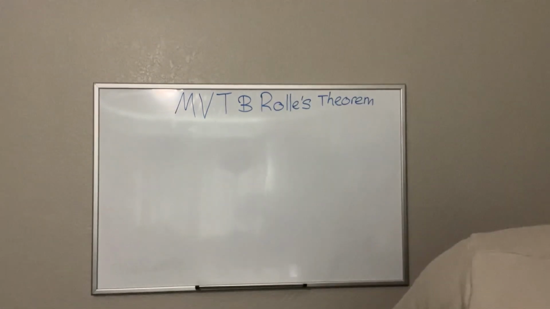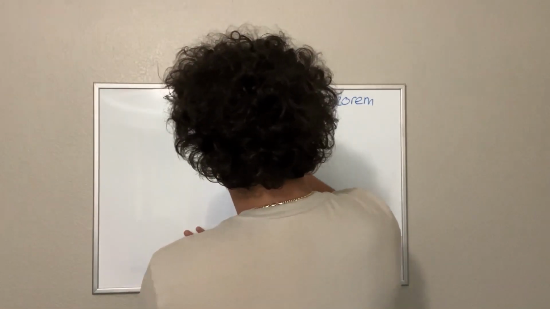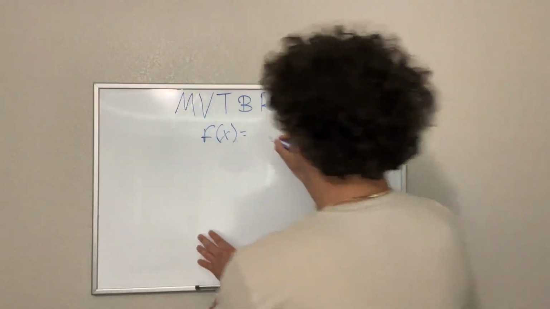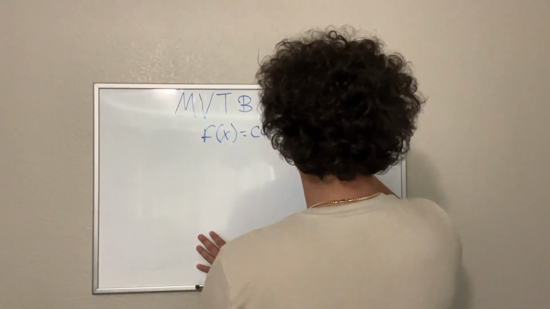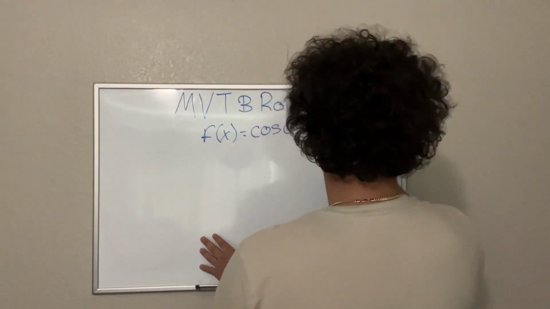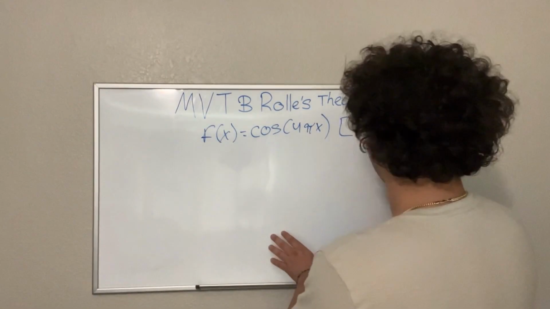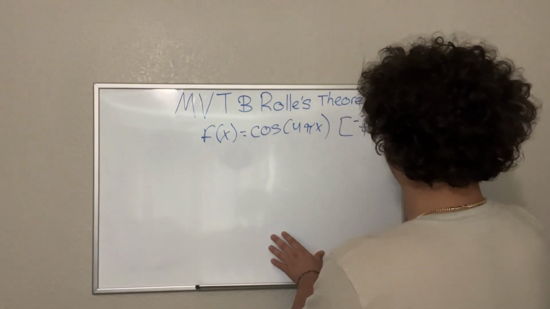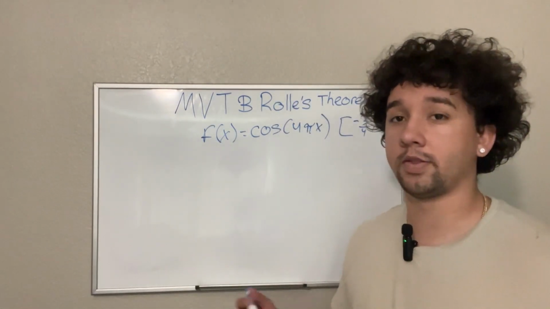We got f of x is equal to cosine of 4 pi x. And at this point, our interval is from negative 3/4 to negative 1/4. All right, well, now I have to even see if Rolle's theorem works in this case.